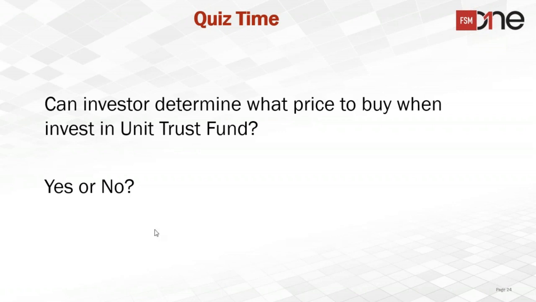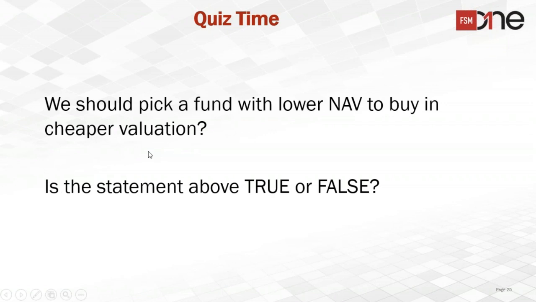Okay, so actually the third question is a bit tricky. We should pick a fund with low NAV to buy at a cheaper valuation. Is the statement above true or false? Okay, the answer is false. NAV actually is irrelevant, as I explained just now, in determining the valuation of the fund. Investors should focus on the valuation of the country allocation where the fund manager invests the underlying assets. How do we determine the attractiveness of the underlying country of the fund? We can refer to the index for the particular market to determine the current valuation. Besides, the Fund Supermarket One research team also publishes country or region valuation data monthly. You may refer to our website in the market star rating column to understand more of the attractiveness of the particular market.